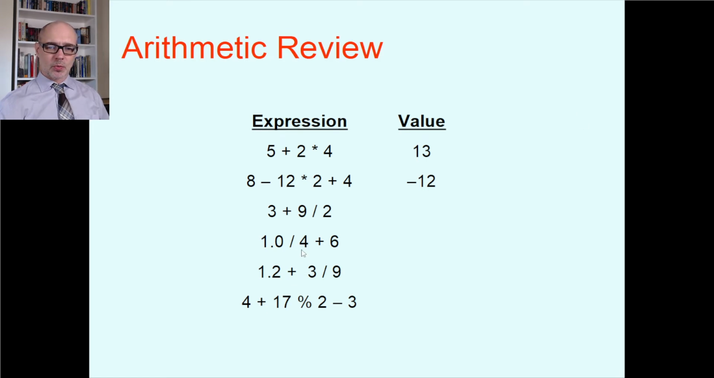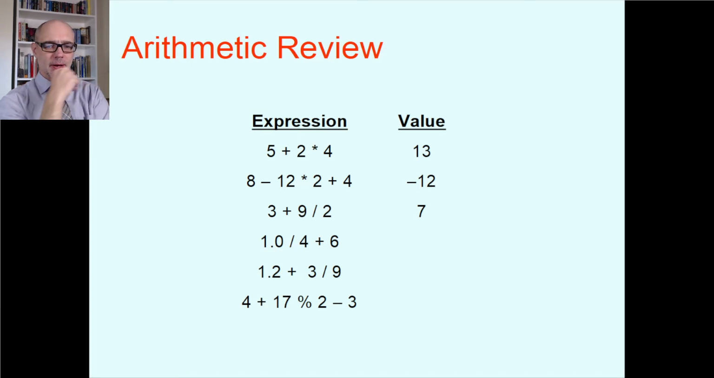In this third one, the first thing that happens is 9 divided by 2. What kind of division is that, integer or floating point? Well, that's integer, right? 9 and 2 are both integer literals. So I'm not going to get any decimal value out of that. 9 divided by 2 has a quotient of 4. 2 goes into 9 4 times. And then, having figured that out, the CPU does 3 plus 4, and it's going to get 7.